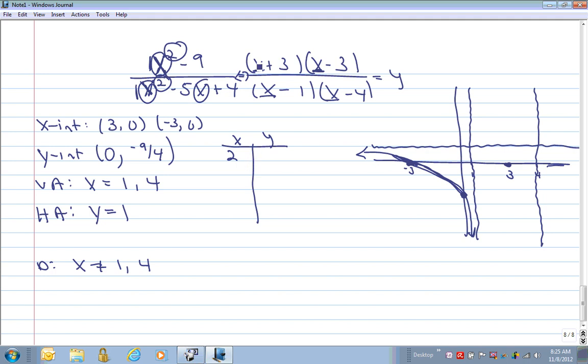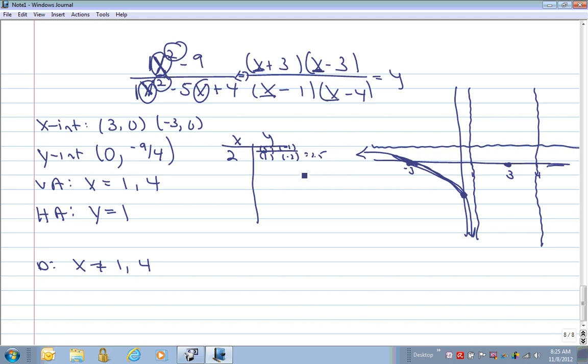When I plug 2 in here, I get 2 plus 3, which would be a 5. When I plug 2 in here, I get 2 minus 1, or 2 minus 3, which is a negative 1. Down here, I plug in 2 minus 1, which is a 1. And down here, I get 2 minus 4, which is negative 2. And I end up with 5 over 2. And 5 over 2 is going to be approximately 2.5.